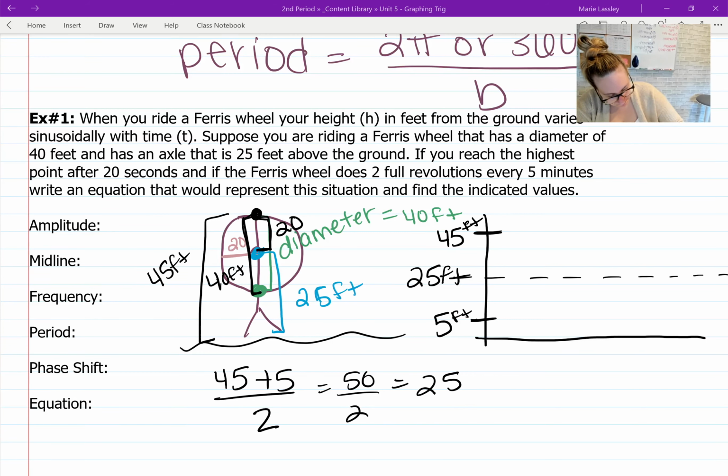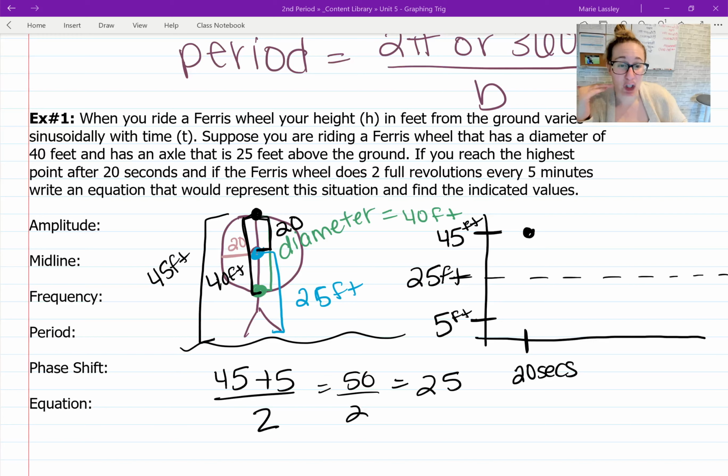Okay, so after 20 seconds, I hit my highest point. Now, there are obviously points that come before that, but I don't know them. All I know is I hit the highest point after 20 seconds. So on my x-axis, at 20 seconds, I have 45 feet.